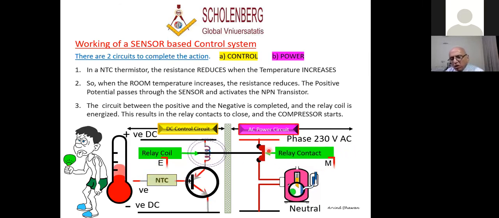Then we have auxiliary contacts. These contacts have got nothing to do with this relay. When the relay gets energized, it pulls the plunger, which has a moving contact. When the plunger is attracted by the coil, its moving contact closes this AC circuit and starts the compressor. This is the power circuit. Okay. This is a mechanical movement, electrical movement. Is that clear now?